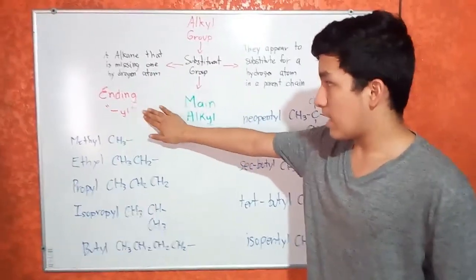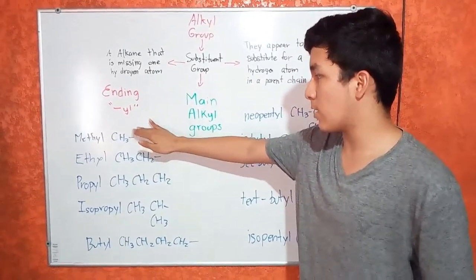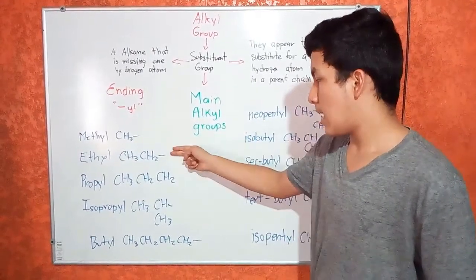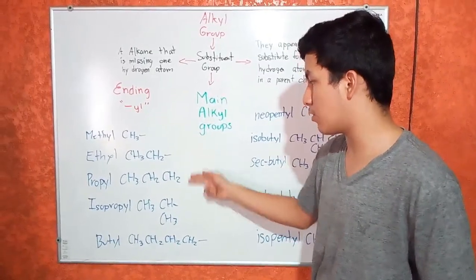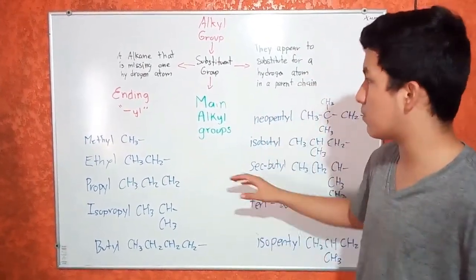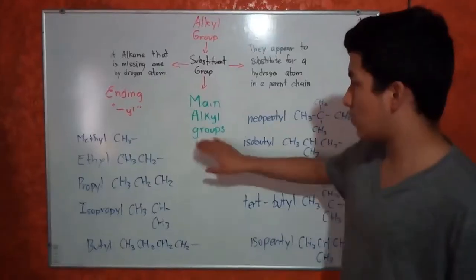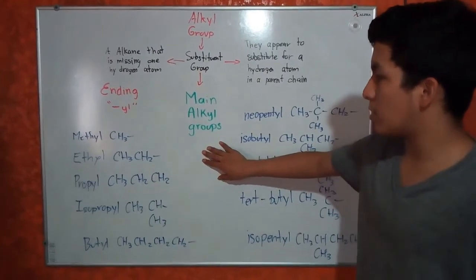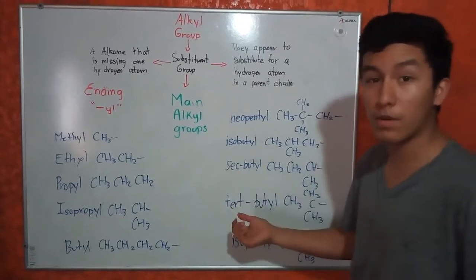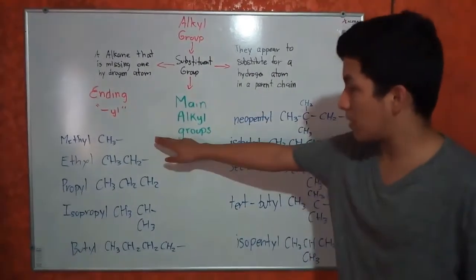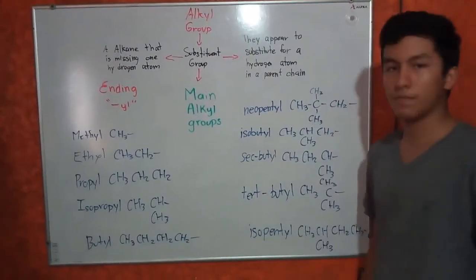About the ending, they have the ending "yl", in the same way as "ene" or "yne", but in this case it is put after the prefix of the different homologous series that exist between the alkanes that have a missing hydrogen atom. They also reach the number N of decane, but without one hydrogen atom, but they are not really common. The main ones that appear a lot are these ones that you have here in blue color. And well, that's all.